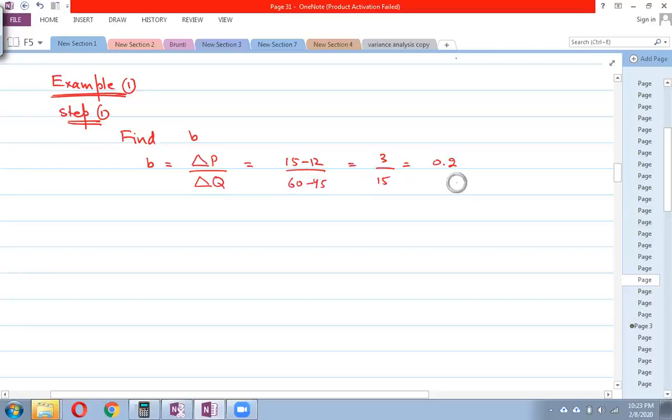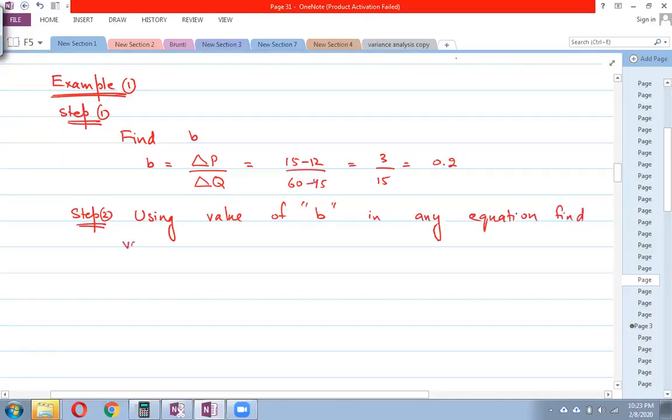Now, once you have the value of B, step number 2, using the value of B in any equation, find the value of A. Remember, A is the price at which demand is 0. Using any equation. Now, what is the demand equation? P is equal to A minus BQ.